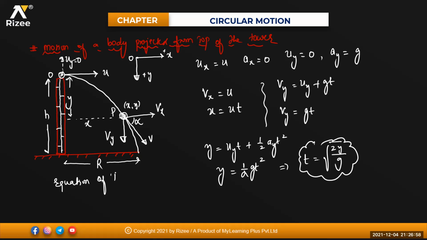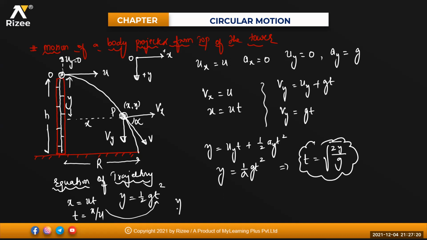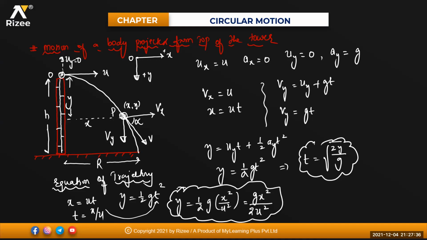Then if I'm writing the equation of the trajectory for this one, can anyone tell me what an equation of trajectory is? Eliminating the time, the relation between x and y is known as the equation of trajectory. We know x is equal to u into t and y is equal to half into g into t square. So from this I can write t is equal to x by u. Substituting this value of time here, we get y is equal to half into g into x square divided by u square. So the equation of the trajectory is y equals g into x square divided by 2 into u square. This is the equation of trajectory for a body projected from the top of a tower.